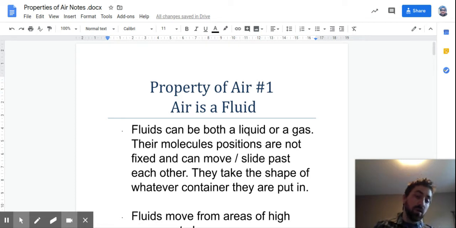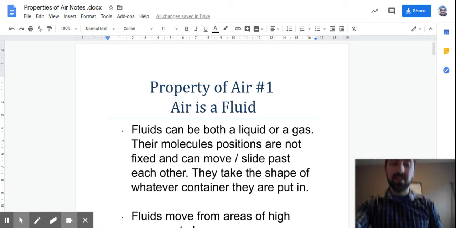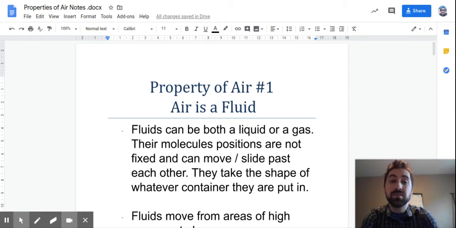Hello, guys. We are here with our first lesson on air and aerodynamics as we look into our new science unit. So we're going to hit the ground running, and we're going to look at the 6 properties of air that really show us how air interacts with the world around it.